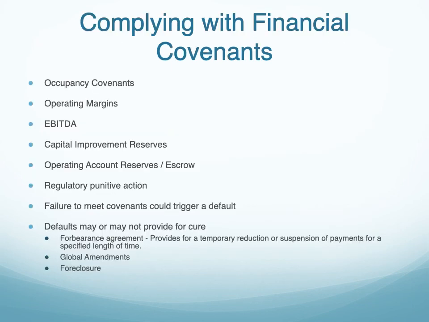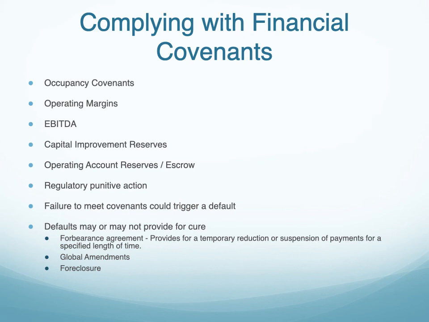Complying with financial covenants. Most lenders will require certain financial minimum performance thresholds for the operations of the communities that they finance. These operational thresholds can be occupancy covenants, operating margin minimums, EBITDA minimums, capital improvement reserves that are set aside, operating account reserves or escrow funds that are set aside to fund ongoing operations.